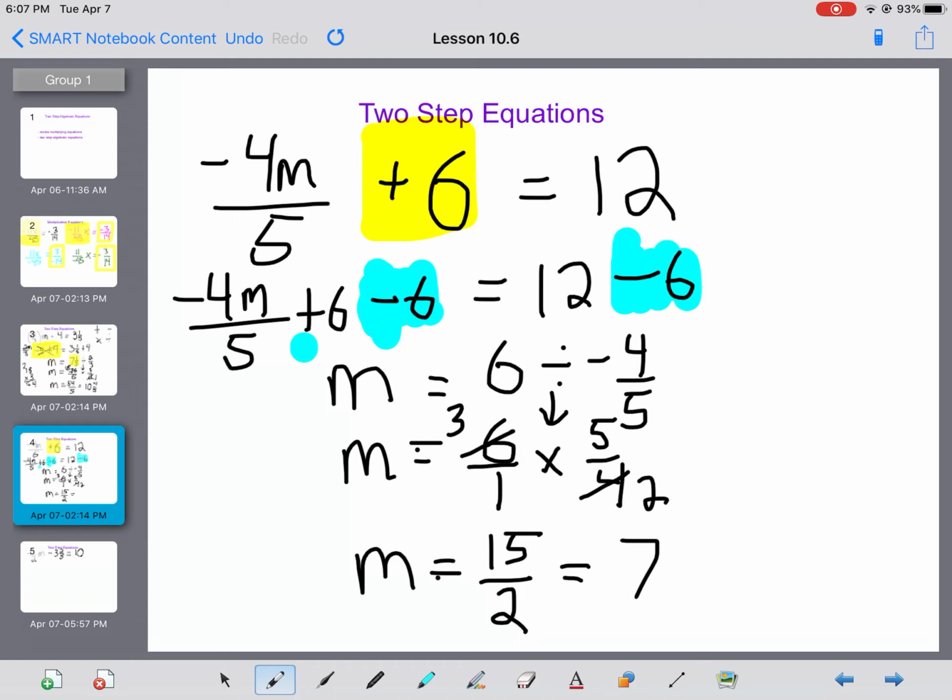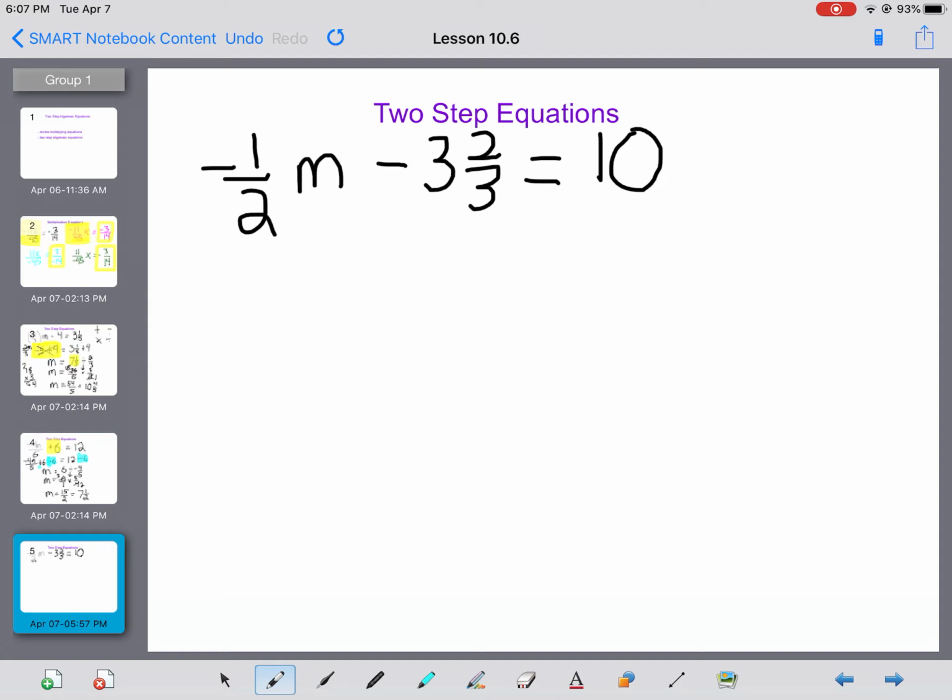How many times does 2 fit into 15? Well, it fits in 7 times with 1 left over. So I get 7.5 as my answer. All right, we'll do one more example, working with adding fractions into this part over here. So our steps are not changing. So I have negative 1/2 m minus 3 2/3.